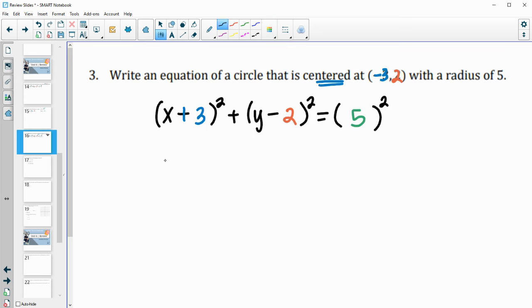And then you can leave it just like that. You can also actually square the radius. So we can put (x plus 3) squared plus (y minus 2) squared equals 25 if you wanted. But either of those is fine.